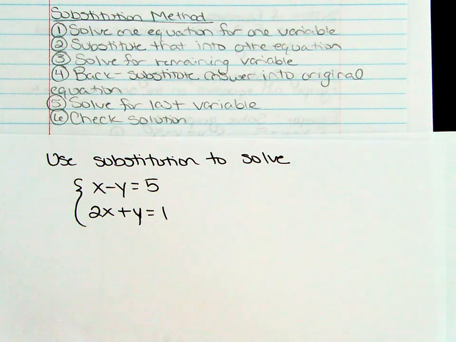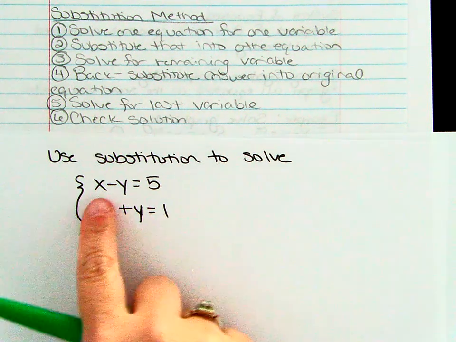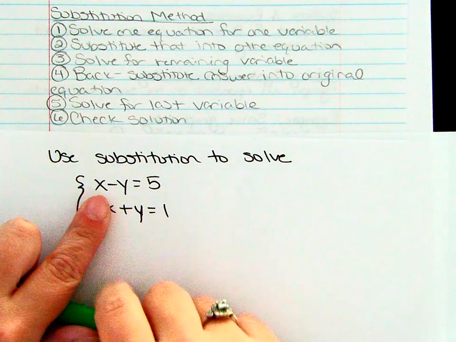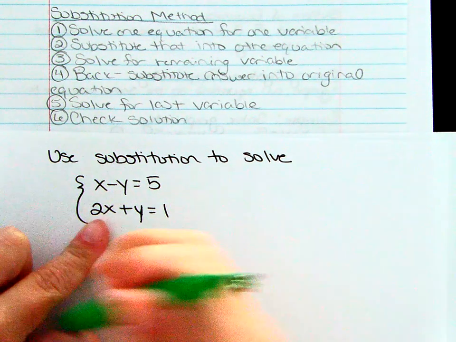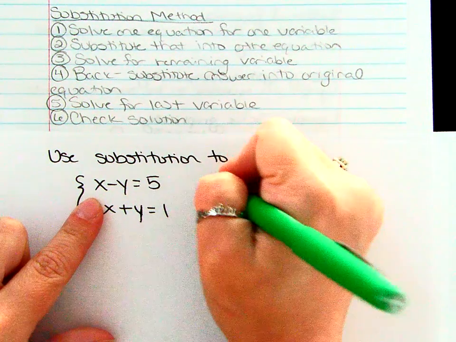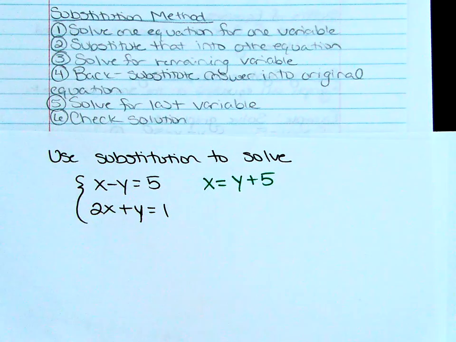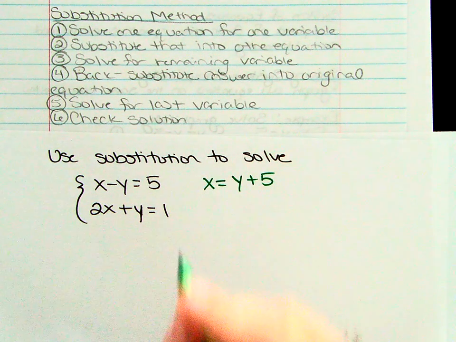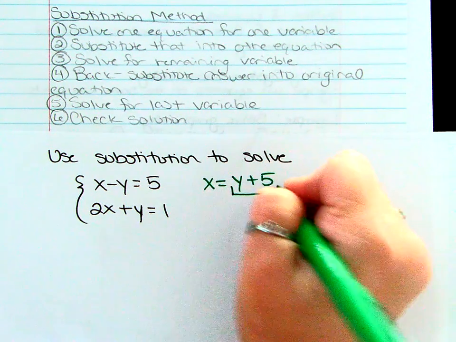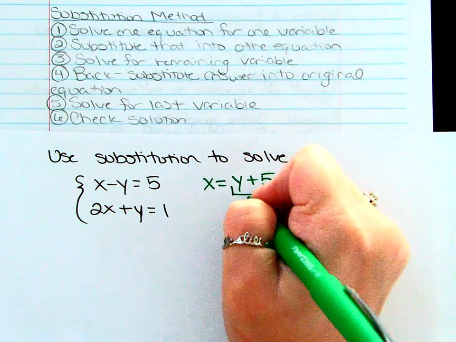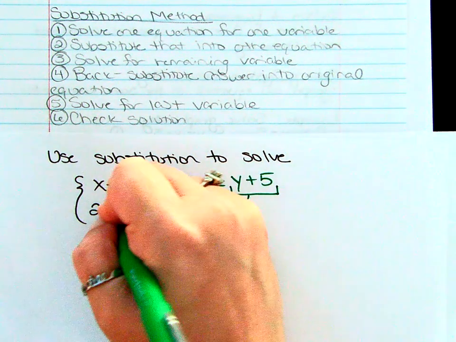Which would you prefer? Top equation x or bottom equation y? Top equation x. So to get x by itself, what would I do? Yeah, add the y over. That way I get x equals y plus 5, or 5 plus y. It doesn't matter. But now that I know what x is, I'm going to take all of this, because this is all that x is, and I'm going to substitute it into my second equation in place of x.